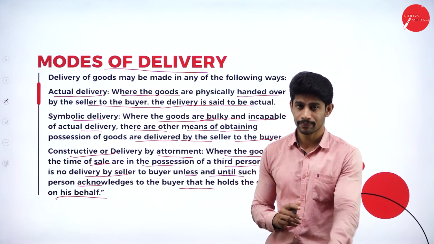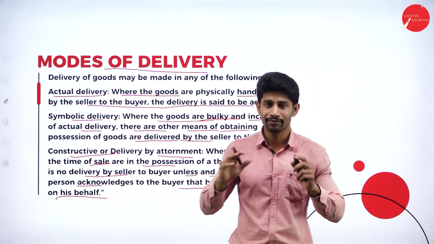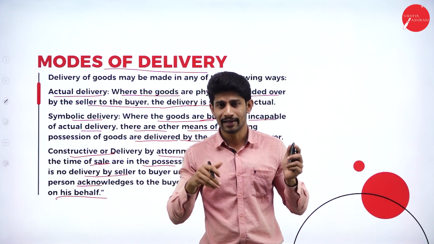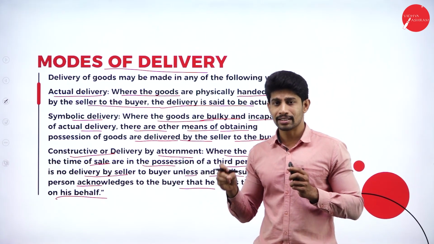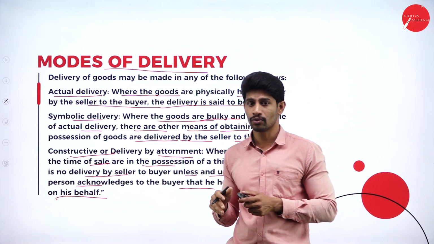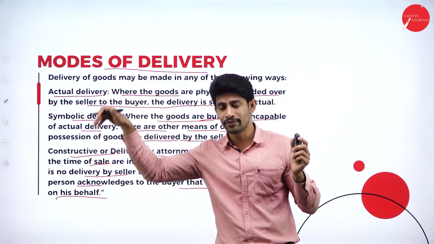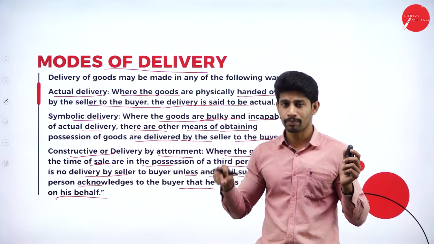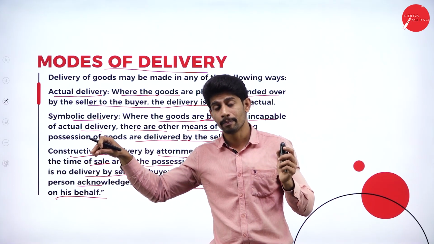For example, we have three parties: seller, dealer and the buyer. If this dealer is in possession of the goods, then the seller is not going to deliver the goods. This particular person, the dealer, is going to deliver the goods to the buyer.